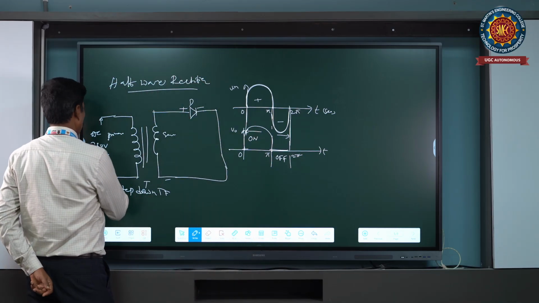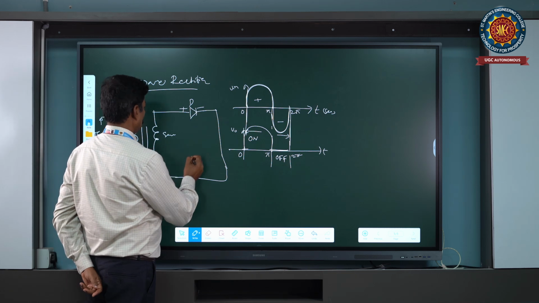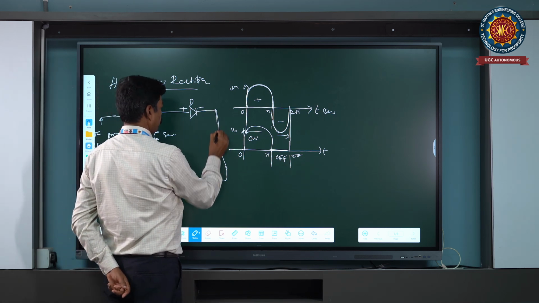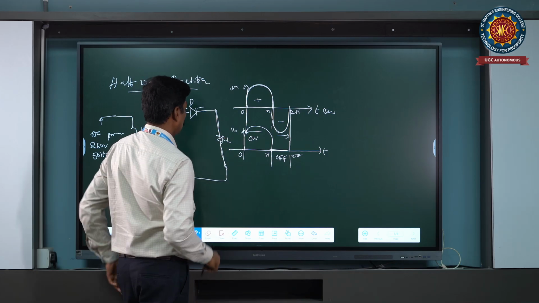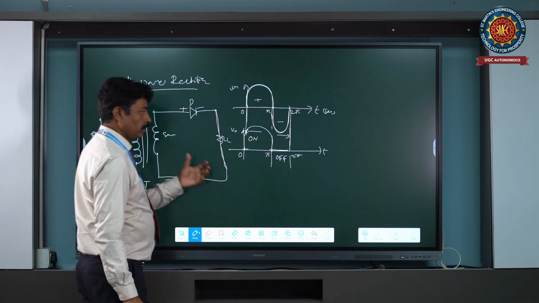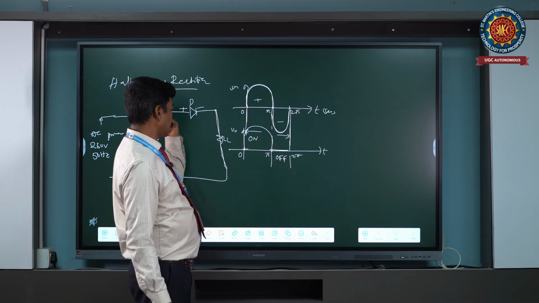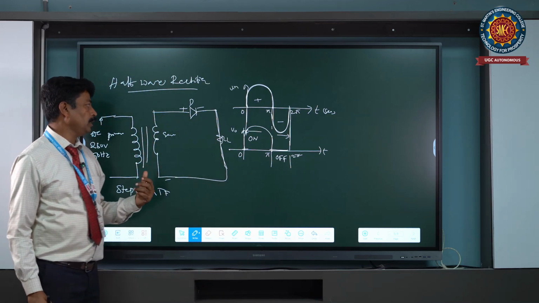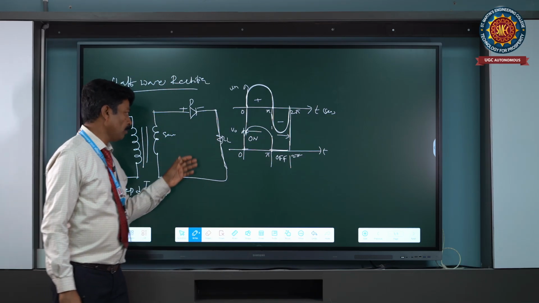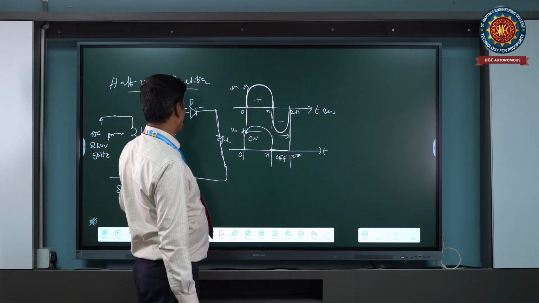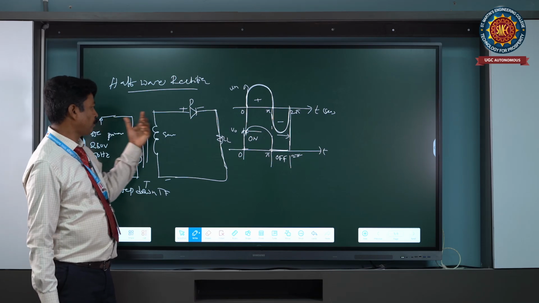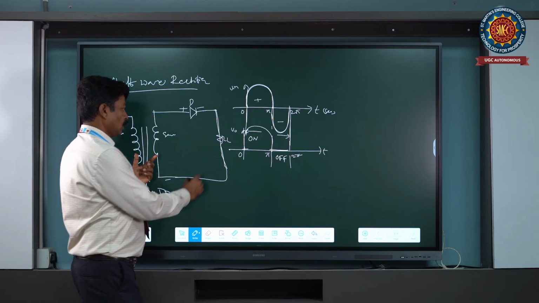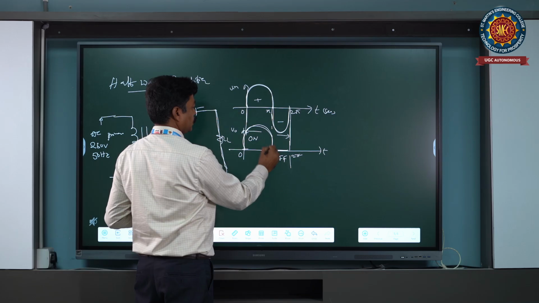The main important point is what happens across the load. When the current increases, the resistance decreases, and when the resistance increases, the current decreases. When the diode is forward biased, the current flows across the load resistance. The diode is in the on condition.